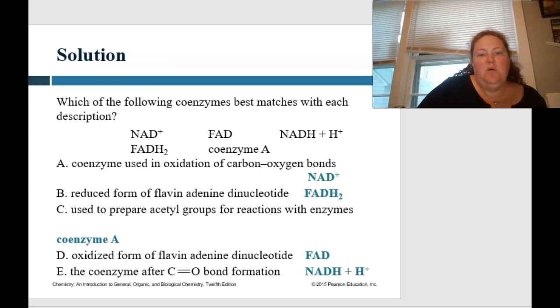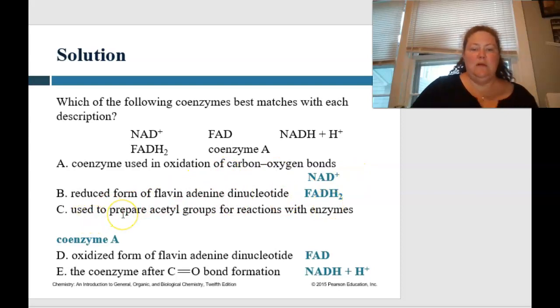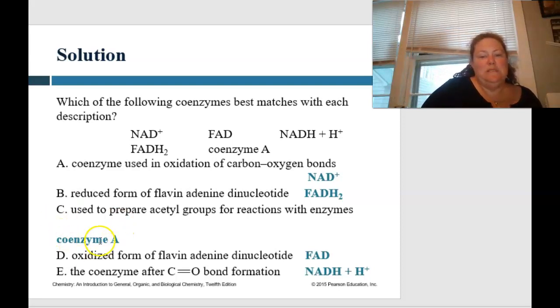All right, so a coenzyme used in the oxidation of carbon-oxygen, that would be your NAD+. A reduced form of flavin adenine dinucleotide, so look for the starting letters FAD, and that would be FADH2. And a coenzyme that's used to prepare acetyl groups for reactions with enzymes is going to be your coenzyme A. An oxidized form of the flavin adenine dinucleotide would be the FAD. Again, look for those first letters, FAD. And the coenzymes that are involved after the C double bond O formation would be the NADH and the H+. All right, great job, you guys.